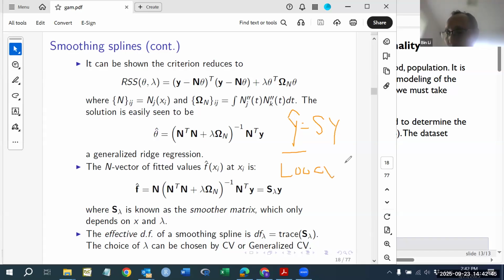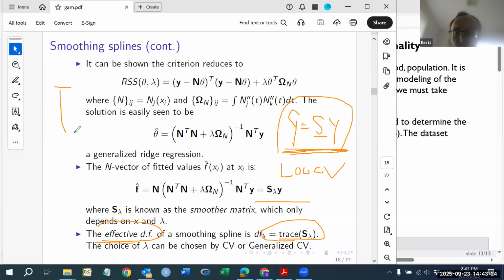Remember, when we talked about leave one out cross-validation, I said when we have a certain model which can be represented by S times Y, where S is a projection matrix, this is called a linear fitting model. This is exactly the linear fitting model. Linear fitting model doesn't mean it's a linear model. It's a nonlinear model, but it's still called a linear fitting. Then for this one, we can have an effective degree of freedom, which is the trace of S lambda. So what is a trace?